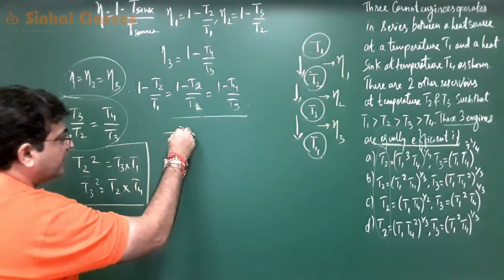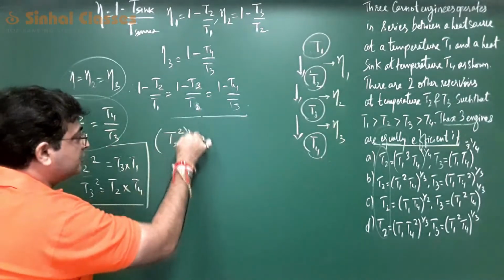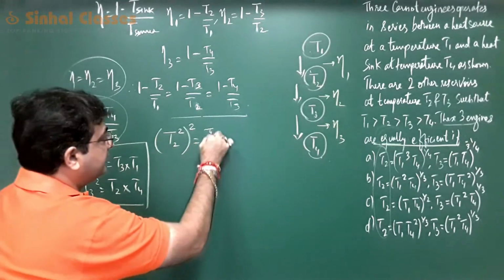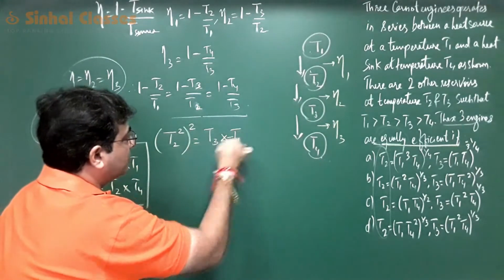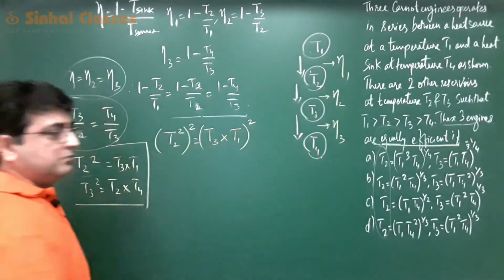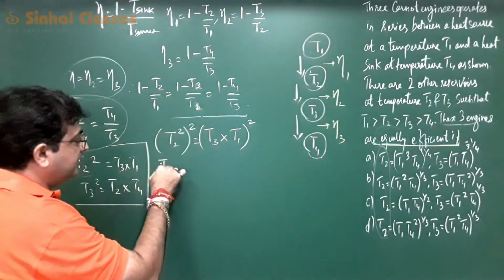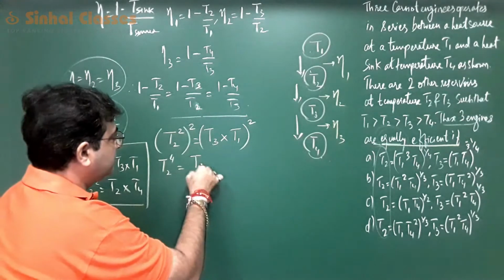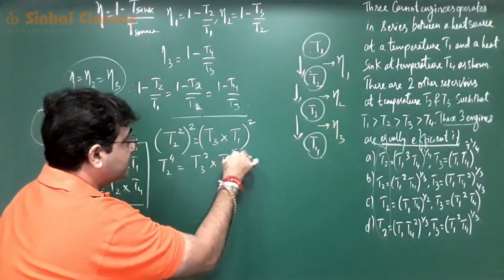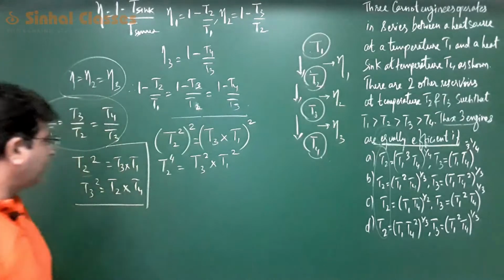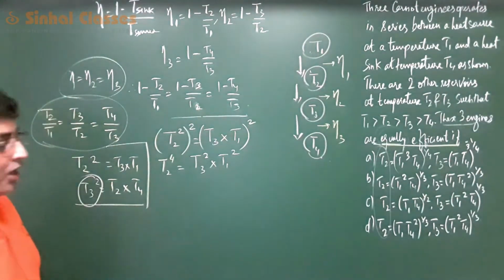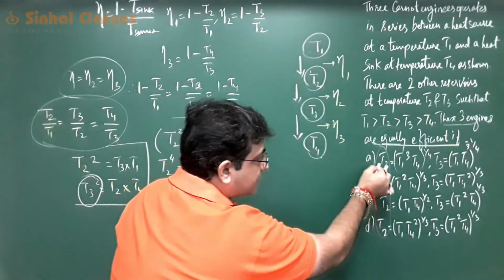So T2 square will be, listen carefully students, T2 square raised to the power of 2 is equal to T3 into T1 raised to the power of 2. So can I say this becomes T2 raised to the power of 4 is equal to T3 square into T1 square, students. Now carefully observe it. Do you have T3 square? Yes. Look at the options, students.